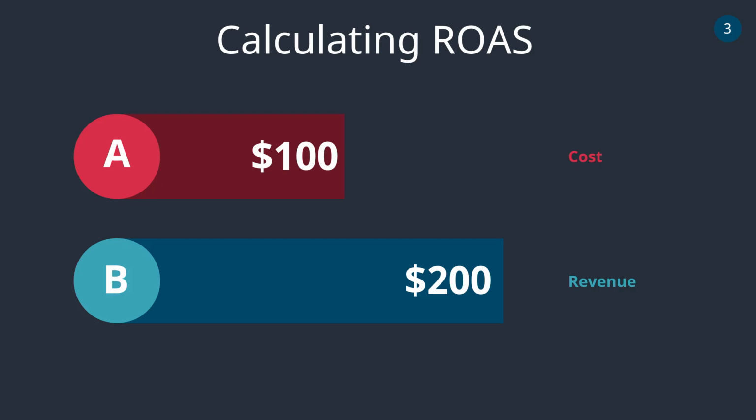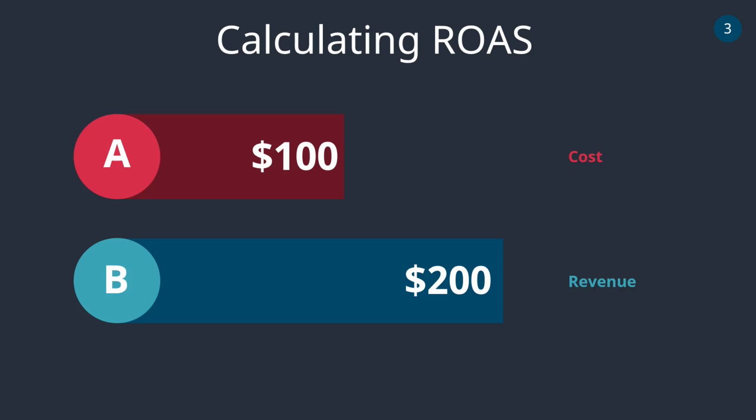Calculating ROAS. Unlike some marketing calculations, it's fairly easy to figure out your ROAS. There are two basic ways to calculate ROAS. The first is to simply divide the revenue made from your ad campaign by how much you spent on the campaign, as follows: revenue divided by cost.